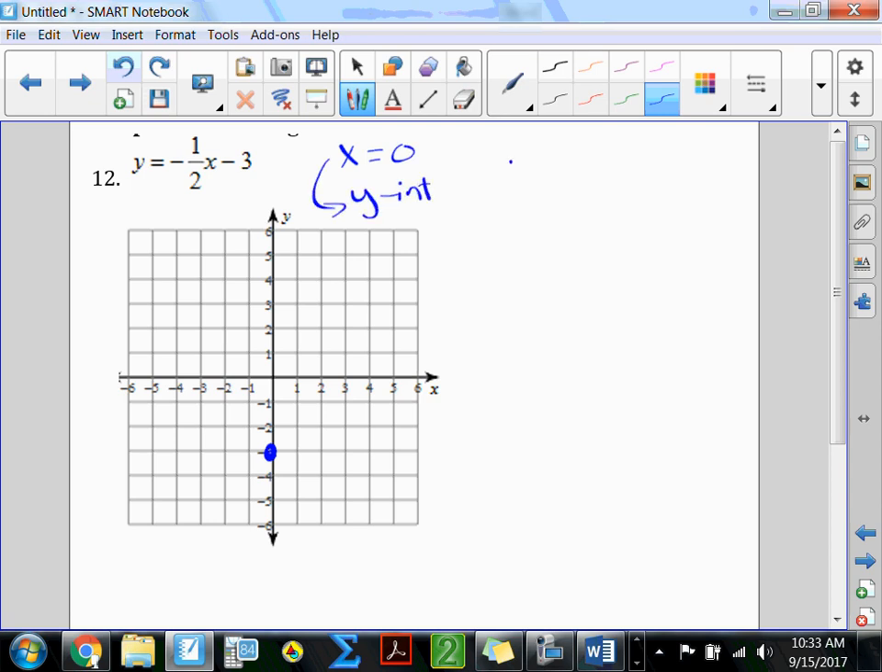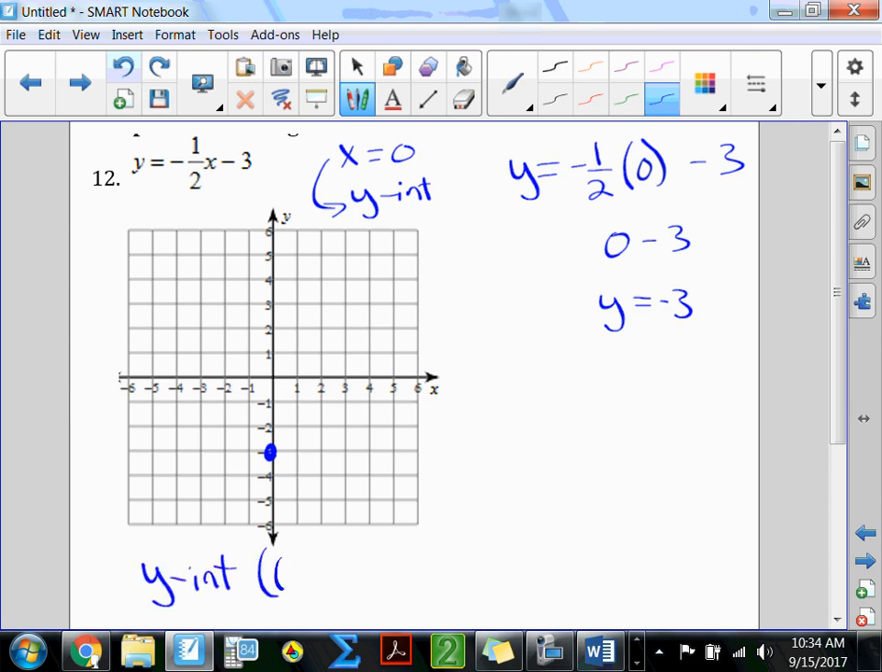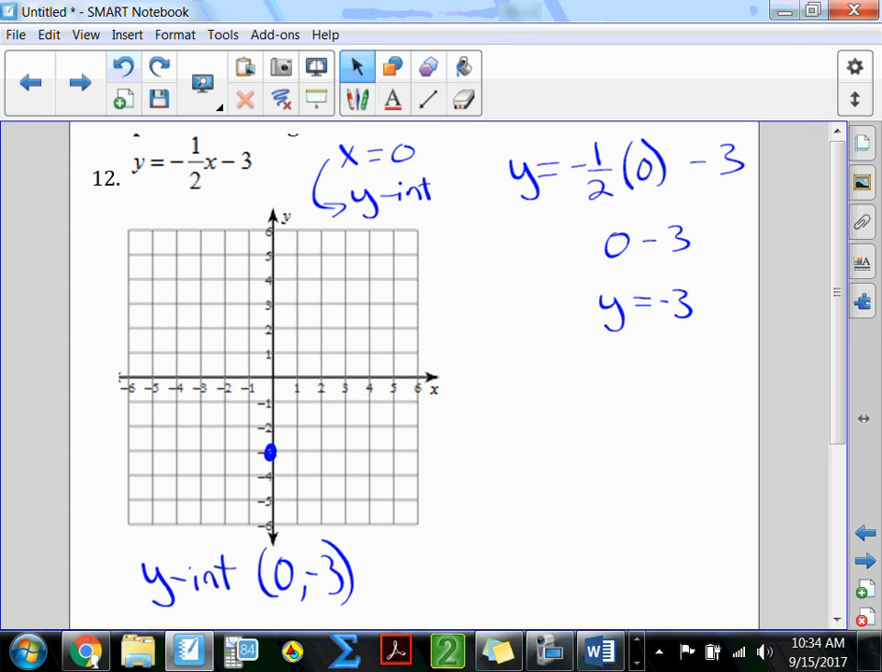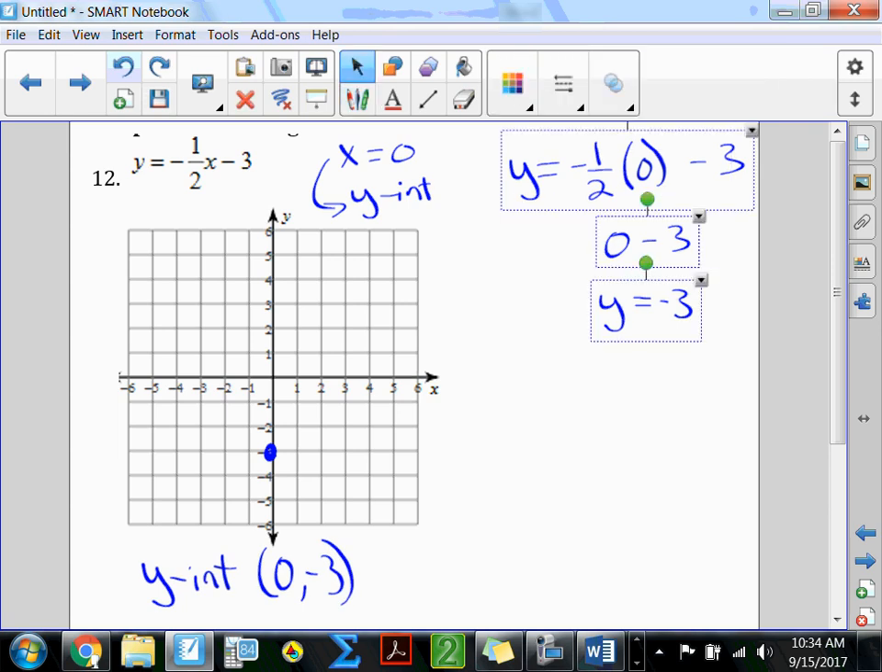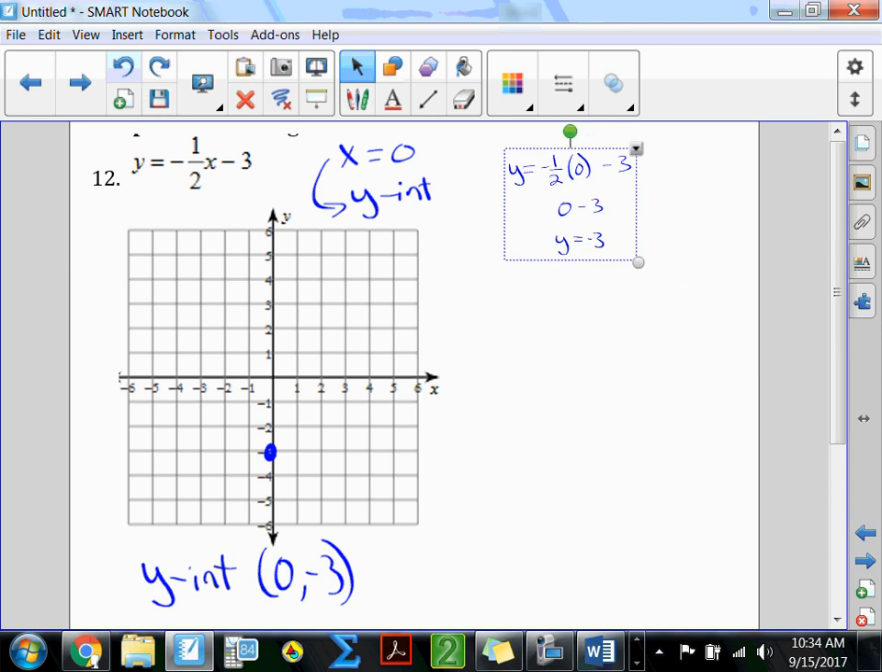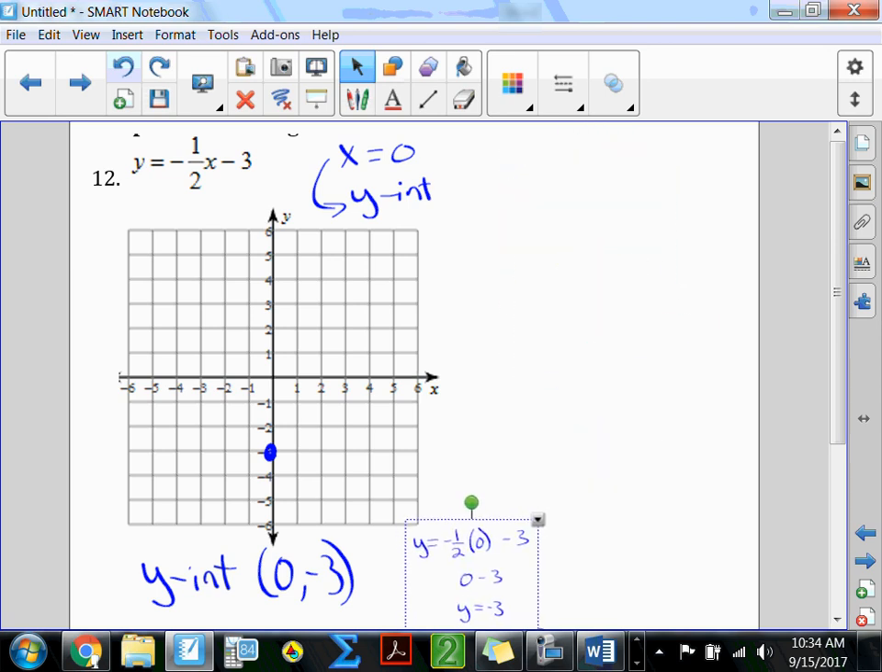So if I take my equation, y equals -1/2 x minus 3, and I multiply -1/2 times 0 for x, that is 0. 0 minus 3 is -3. So my y-intercept is (0, -3). I can check that by doing that math. Put that there in case you want it.